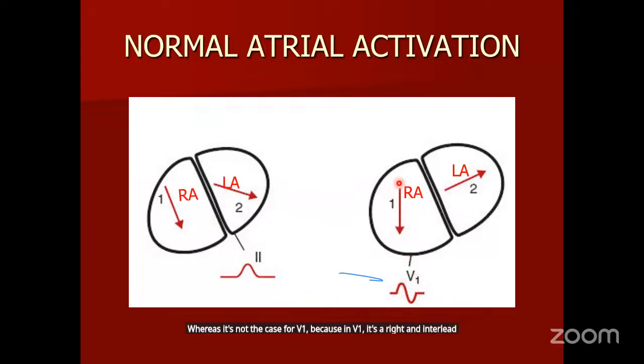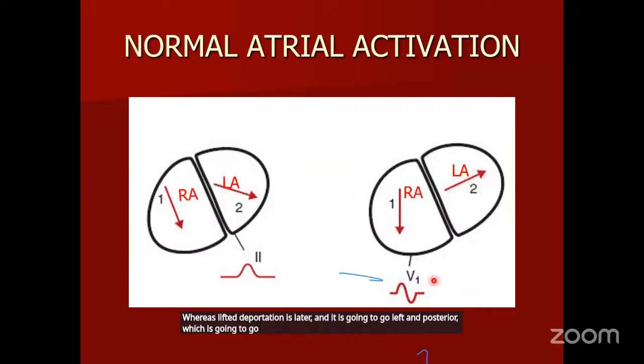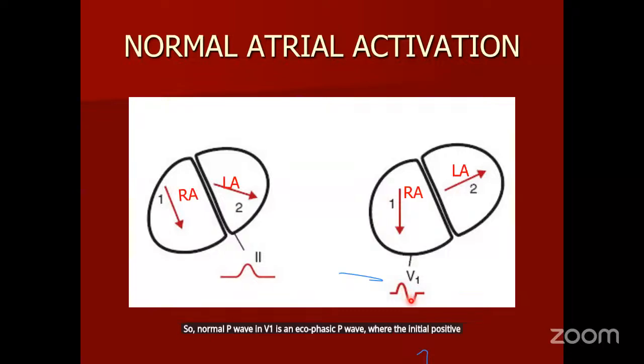The right atrial depolarization is right and anterior, which will produce a positive initial deflection of the P wave in V1. Whereas left atrial depolarization is later and goes left and posterior, away from V1, which will produce the terminal negative component of the P wave in V1. So the normal P wave in V1 is an equiphasic P wave, where the initial positive part represents right atrial depolarization, and the terminal negative component represents left atrial depolarization.